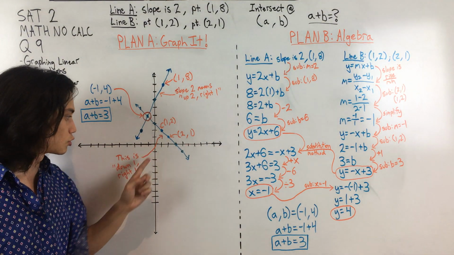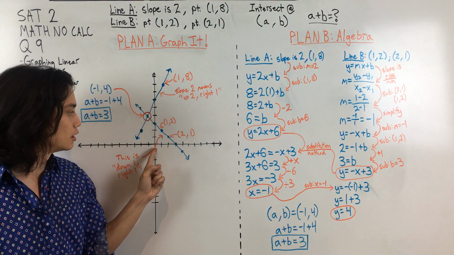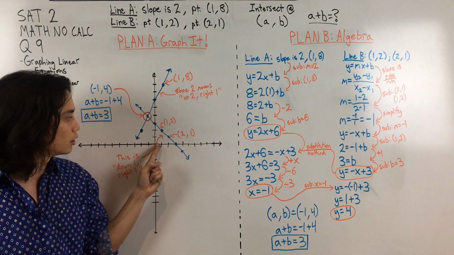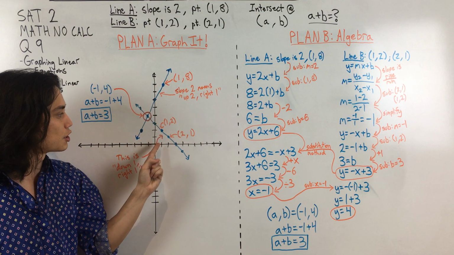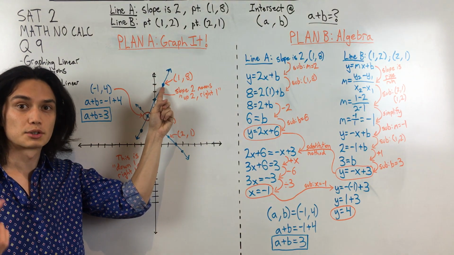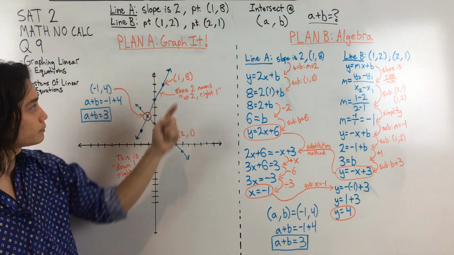So here I've just drawn a graph. Here's the x-axis, here's the y-axis, and we're going to look at the point 1, 8. Well, that's 1 over and then 8 up. So like 1 over and then 1, 2, 3, 4, 5, 6, 7, 8 up. So that's this point right here. This is where I'm starting, right? You have the point 1, 8.